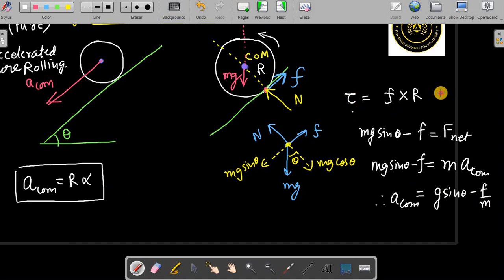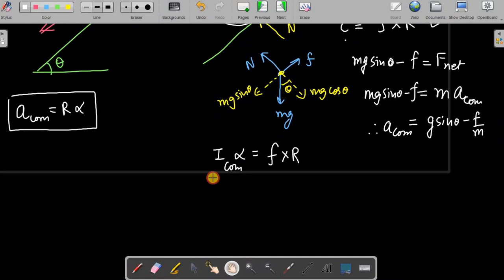So let's use this torque equation. Torque is I into alpha, where I is I center of mass, equal to F into R. So let us substitute here. I center of mass, let it be that, right? So alpha you can calculate. Alpha is equal to F into R by I center of mass.